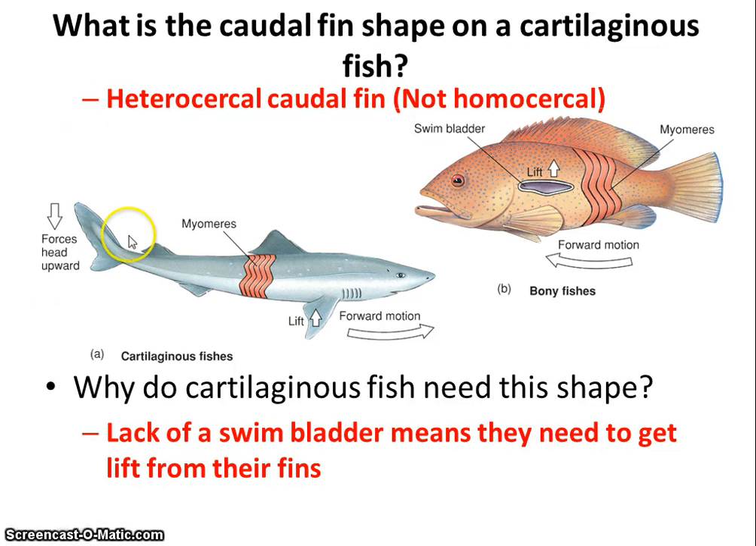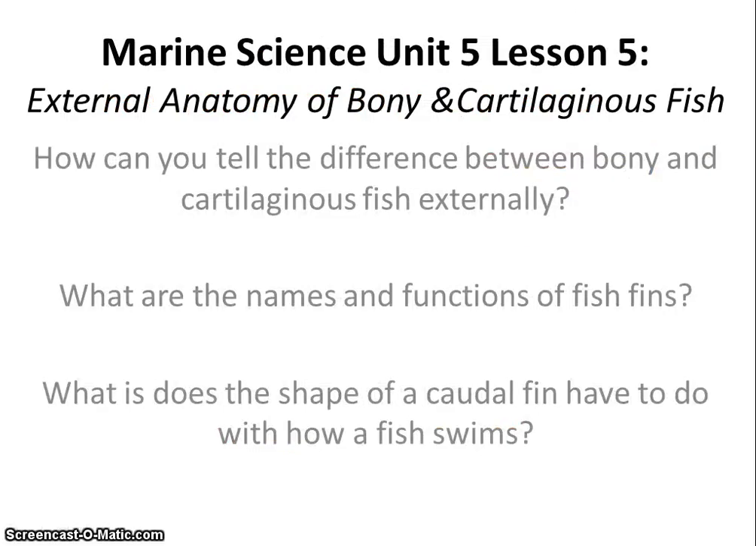However, that larger upper lobe forces the tail of the organism down in the water, which forces the head of the organism up and provides extra lift, again because cartilaginous fish lack an internal swim bladder. That, along with their rigid pectoral fins, helps provide excess lift to any cartilaginous fish, any fish that's a shark, skate, or ray. So that's it with external differences of bony and cartilaginous fish.